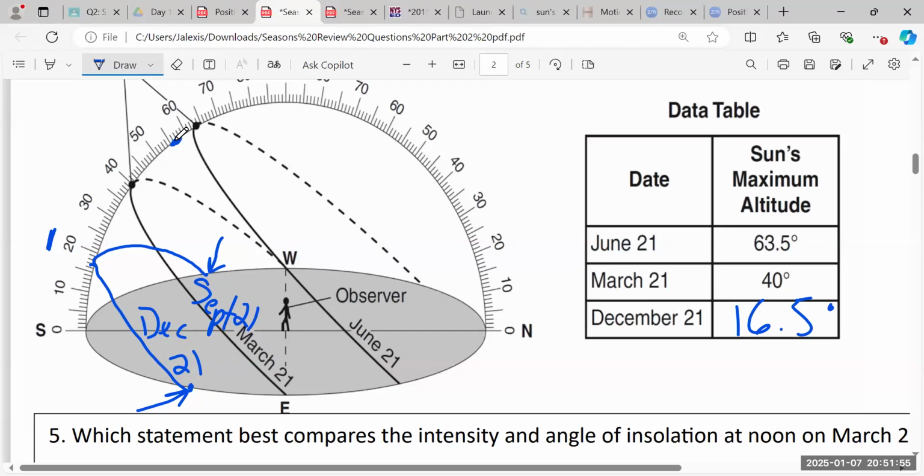So I'm going to make my solar noon for July, and it's going to be between that June 21st and September 21st, right here. All right, and I'll label this July 21st.